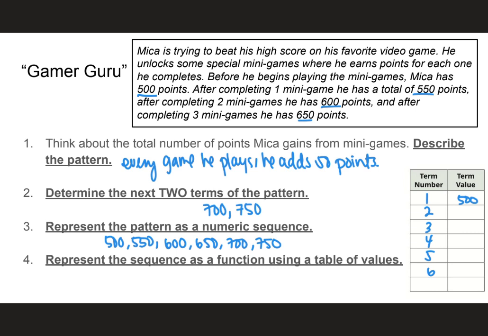So started at 500, 550, 600, 650, 700, and 750.